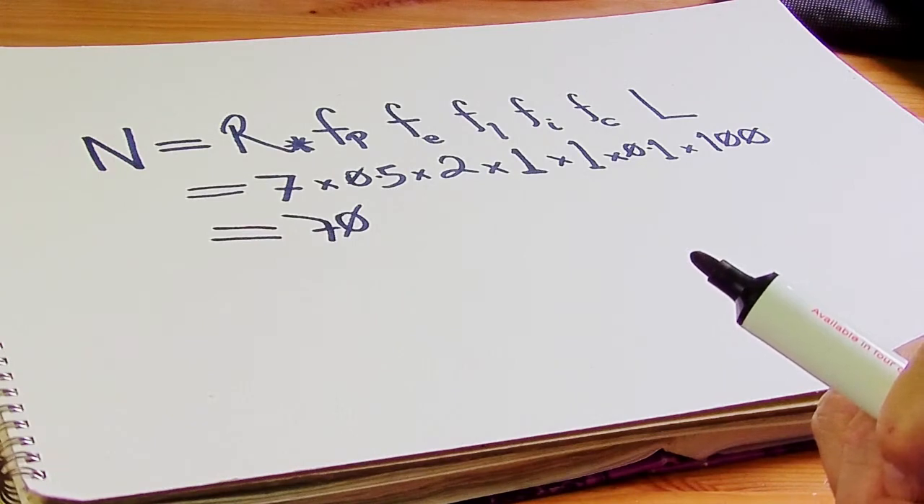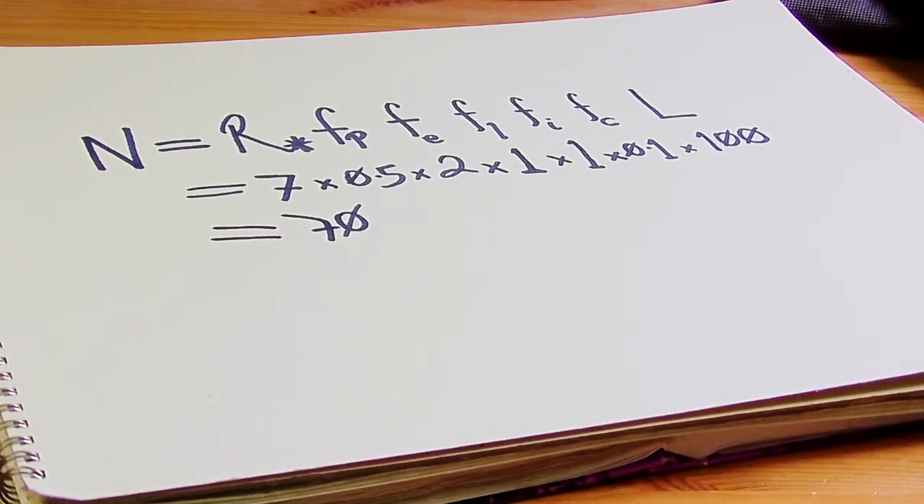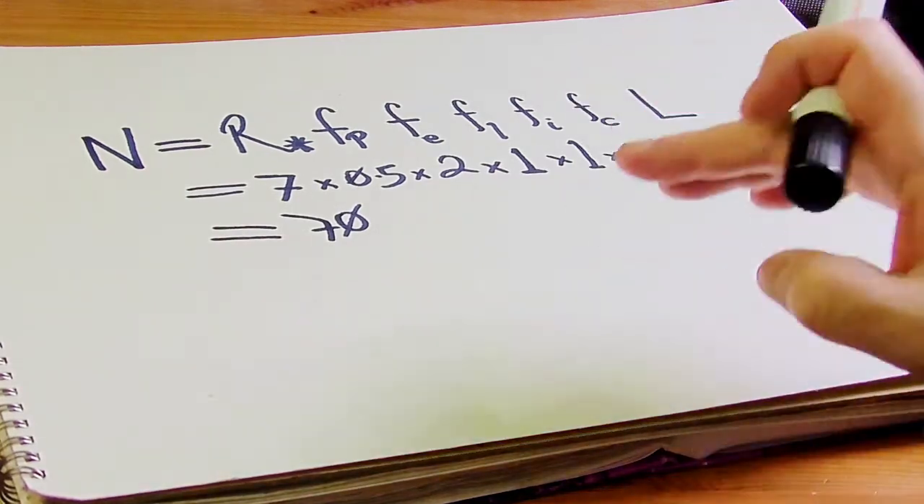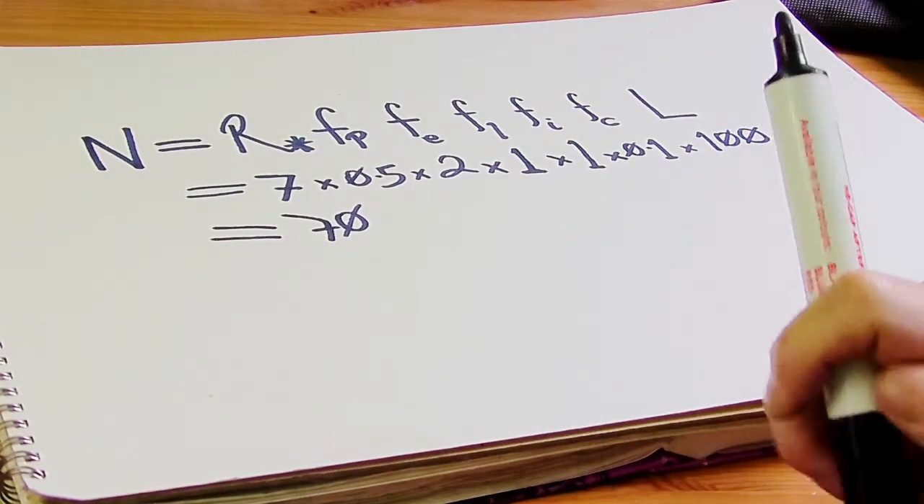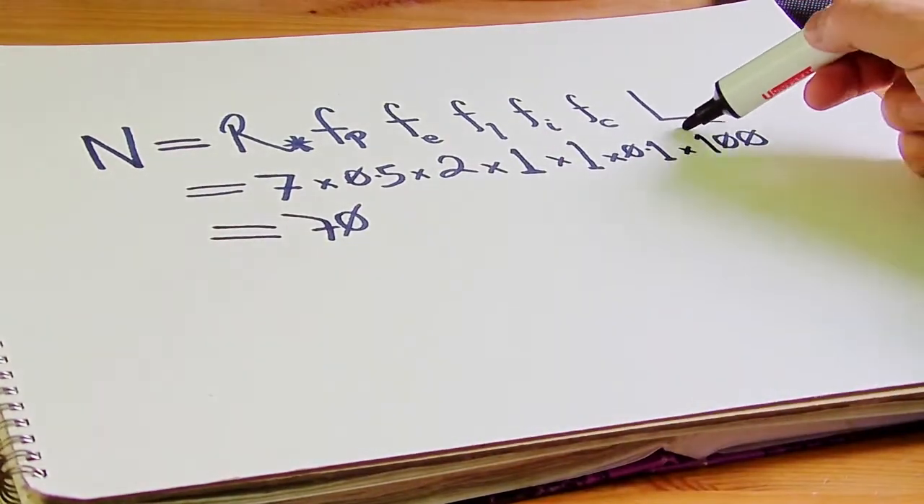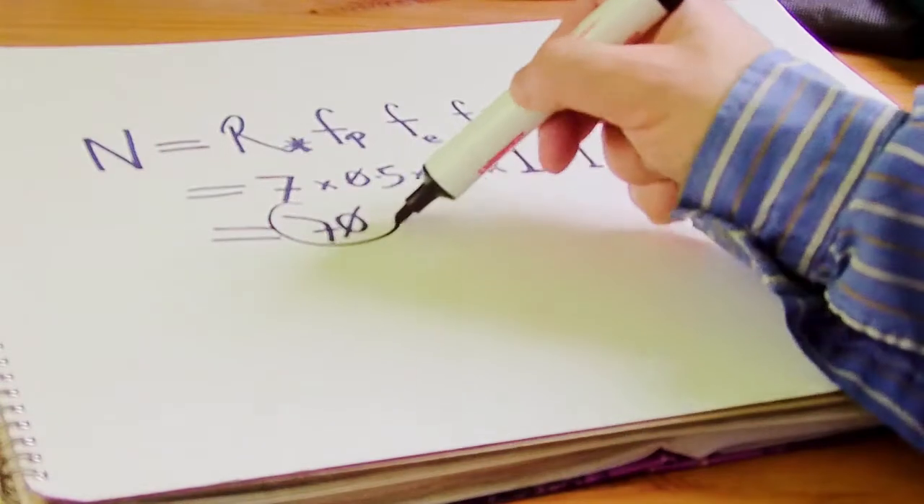Most estimates are bigger than that. One thing you will note, and this is what happens with most estimates of N, is the number is approximately equal, very roughly equal, to the length of time the civilization will survive.